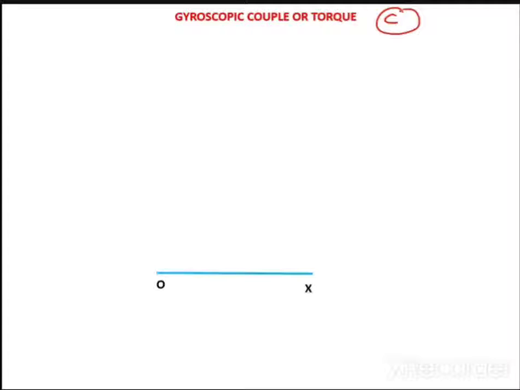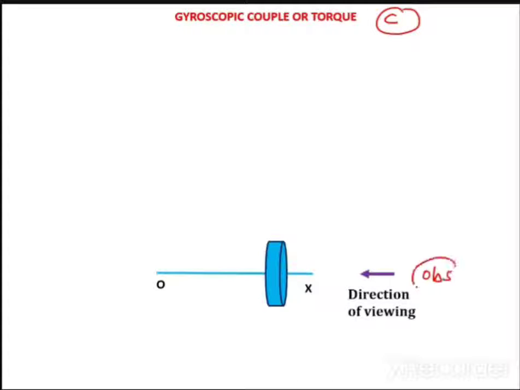To derive the formula for C, again consider the axis OX. What is axis OX? Axis OX is nothing but the axis about which the disc is spinning. So axis OX is the axis of spin. Let us say this is the observer position, and that is the direction of viewing.